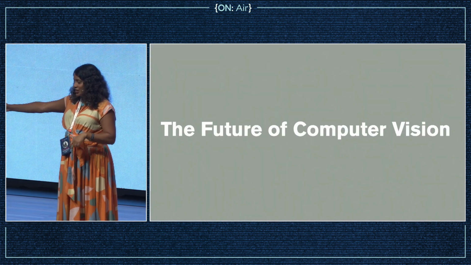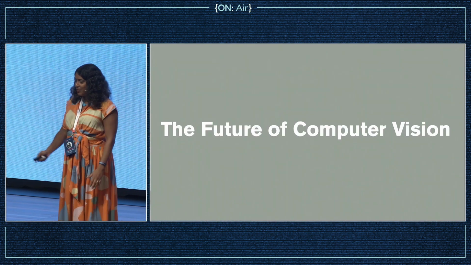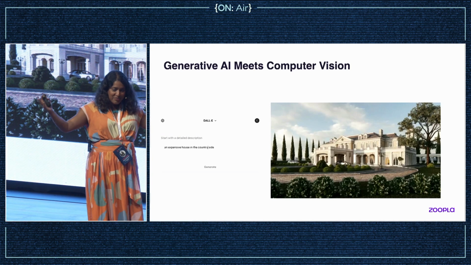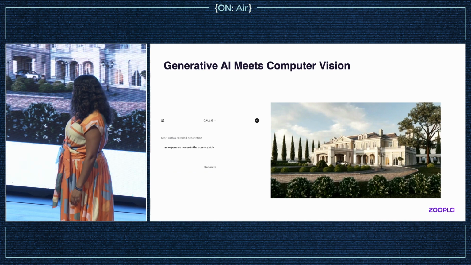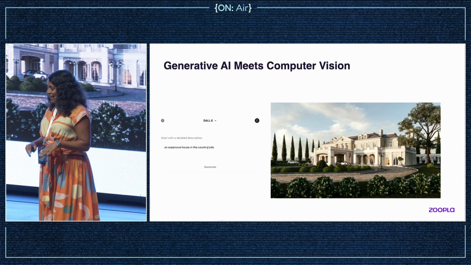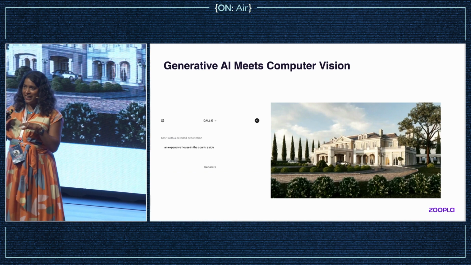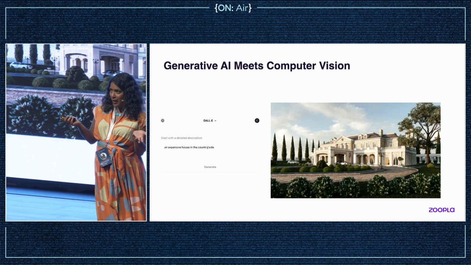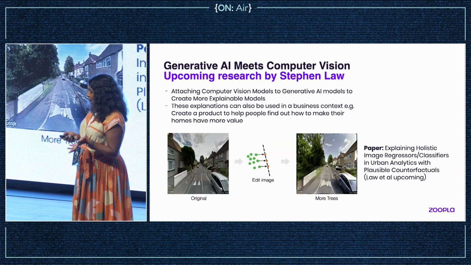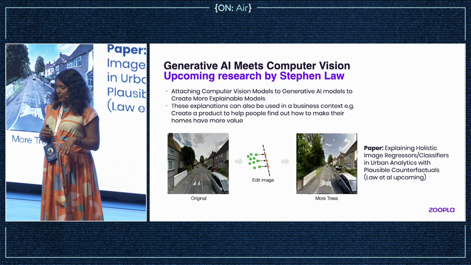The future of computer vision: I have to mention generative AI, because that is such a big thing going on right now. One of the things you could do is write a prompt and say, tell me what an expensive house in the countryside looks like, and maybe that can inspire ideas for your property. But that's a bit of a silly example.